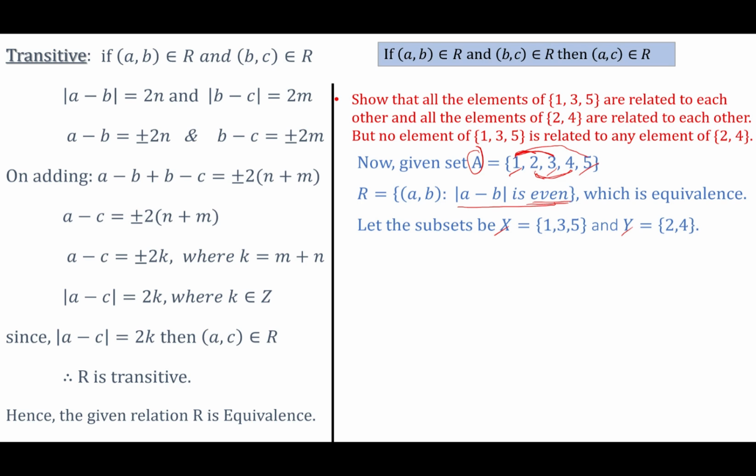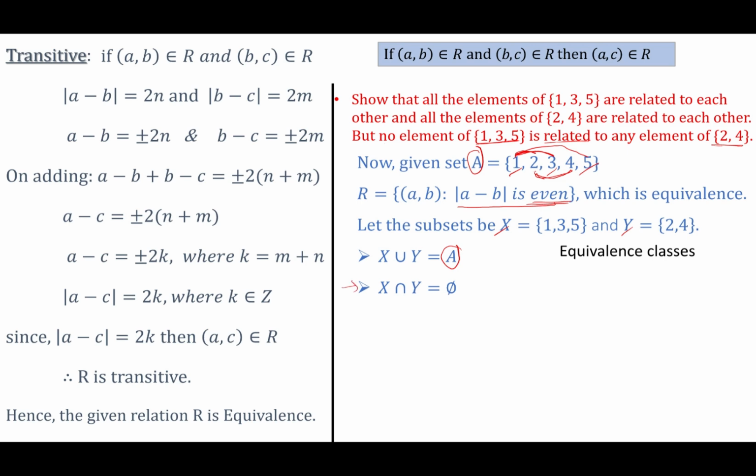These subsets are called equivalence classes. Now there are a few properties of these equivalence classes. The first property is X union Y, which means the union of these two sets must be equal to set A. And the second property, X intersection Y, must be phi. Phi means you don't have any common element. That is why no element of {1, 3, 5} is related to any element of {2, 4}. This is what the second property says.